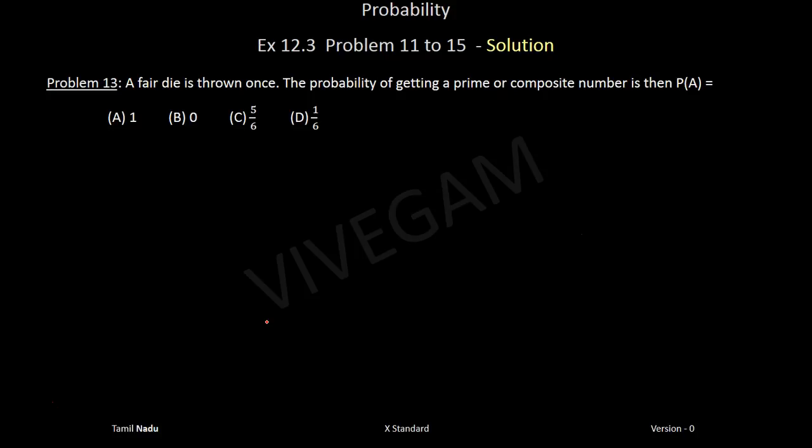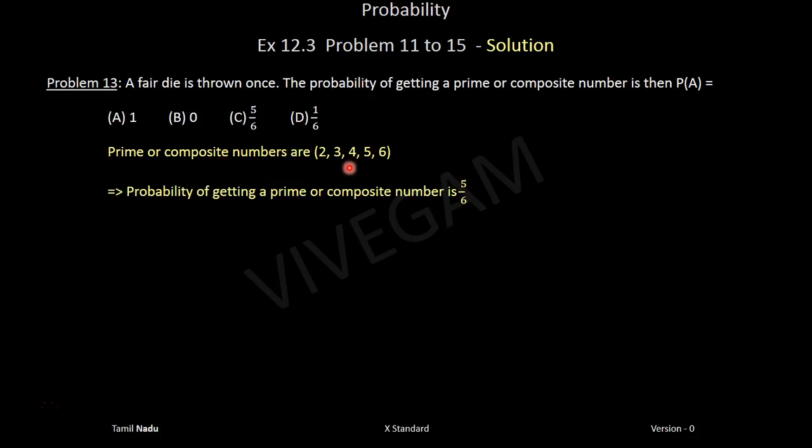Next, problem 13. A fair die is thrown once. The probability of getting a prime or a composite number, then probability of A equal to, they have given us few options. So, prime or composite numbers is 2, 3, 4, 5, 6. What is the sample space for throwing a die? It is 1, 2, 3, 4, 5 and 6. Out of which 1 is dropped. All the other numbers fall under prime or composite numbers.